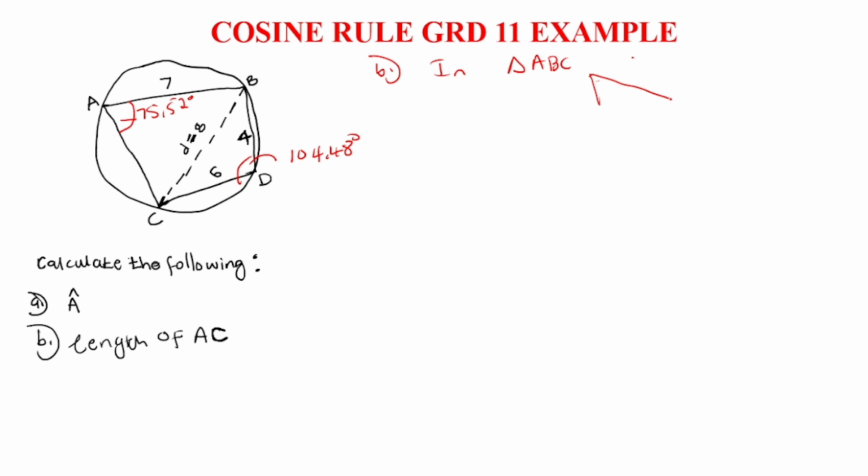Let's just put it here. There is A there, there's B here, and then there's C here. We have this dimension is 8. We have this angle there. We know it's 75. So we are looking for AC, which is a small letter b in this case.